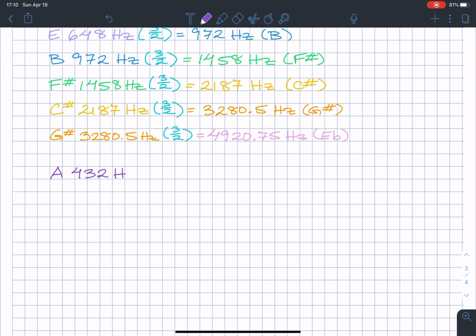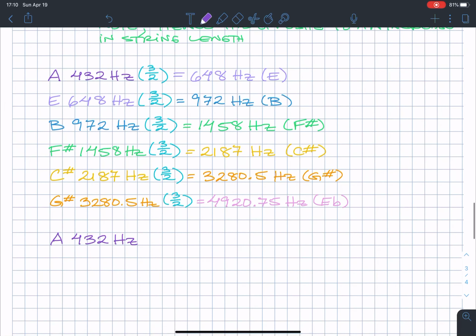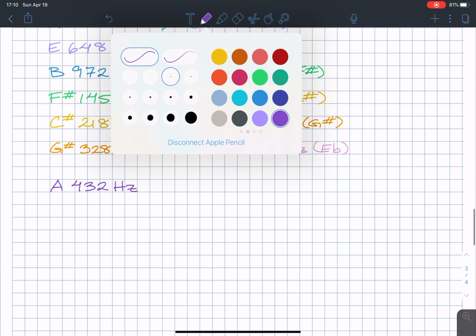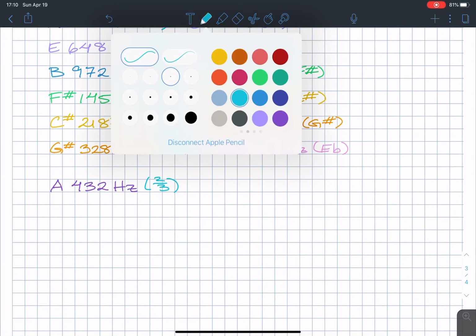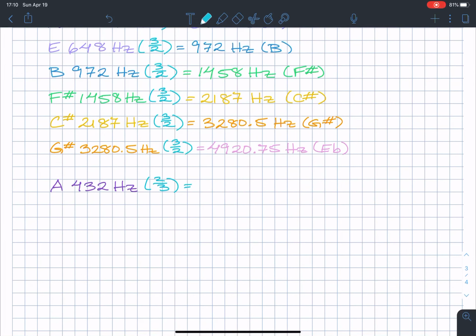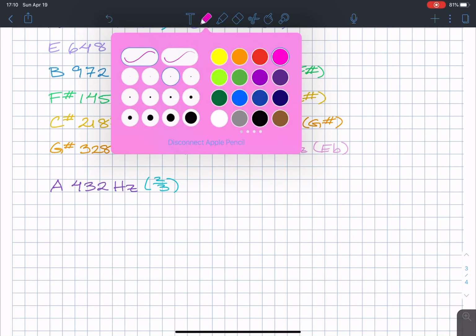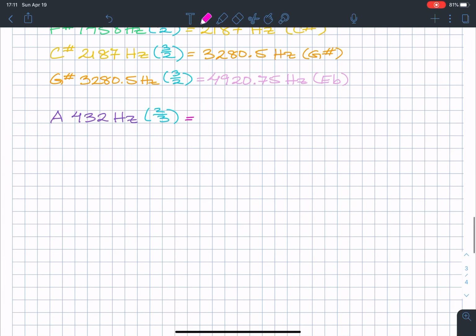But what I'm going to do this time is go down a fifth instead of up. So to go down a fifth, I multiply by 2 over 3. Okay, so in this case, what color should I use? Let's use hot pink, shall we? Oh, that's not hot pink. Okay, so in this case, when I go down, I actually get 288 hertz, which is a D. So I've got a D at 288 hertz.